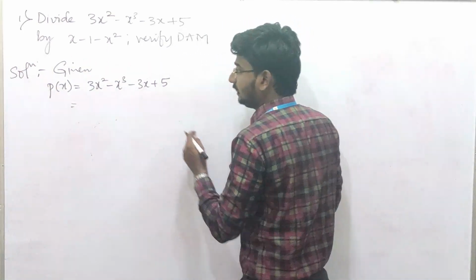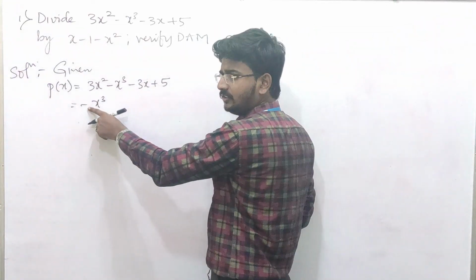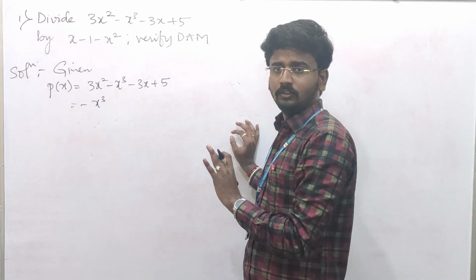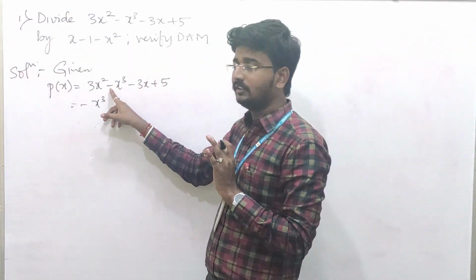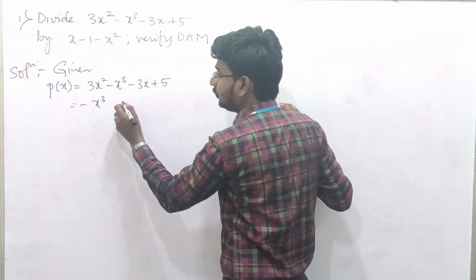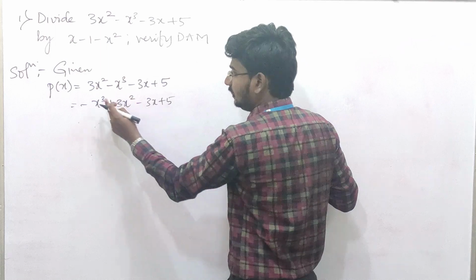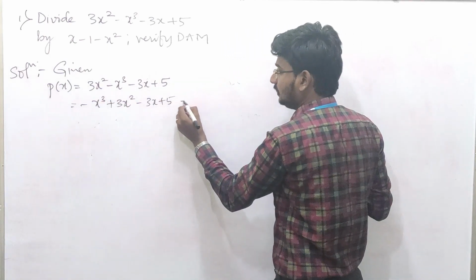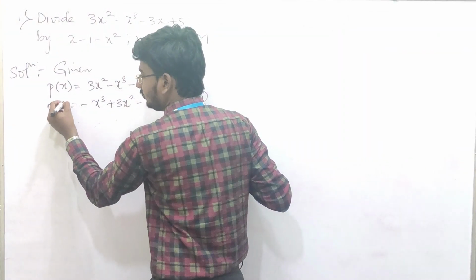So this can be rewritten as minus x cube. Sign is more important. If you take plus, the whole solution goes wrong. Not even 0.25 marks will you get. Okay, so be careful in the sign conventions. Minus x cube plus 3x square minus 3x plus 5, highest degree to the constant. So this is our p of x value. I will mark it as equation number 1.